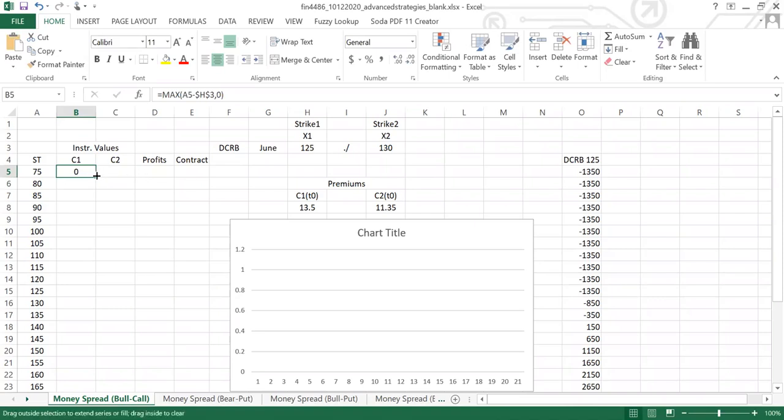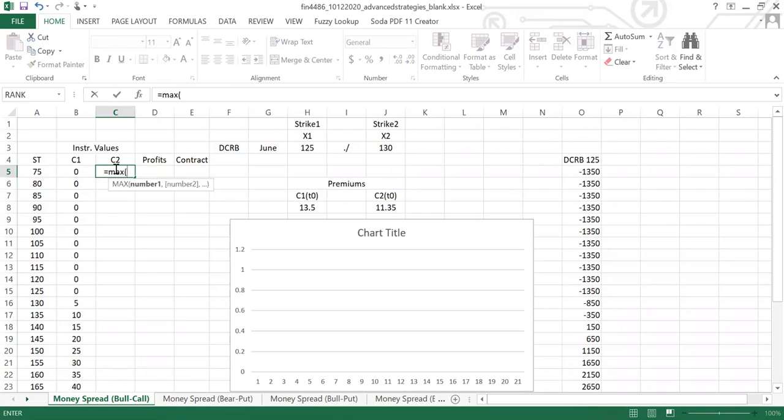And then we just scroll this down and we do the same for the second call option, which is the call option we are now writing. So it is going to be max of this stock price minus the high strike, which is X2, or zero. And once again, we need to lock this, so we can lock it by adding these dollar signs here. Remember, we can also just place our cursor here and press F4, and Excel will automatically add those dollar signs for you. Then you just scroll this down.